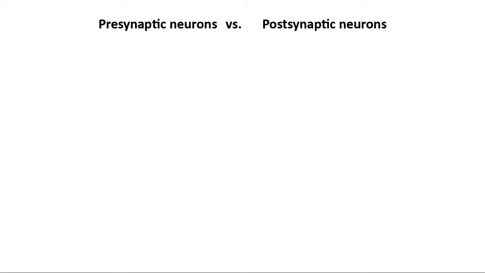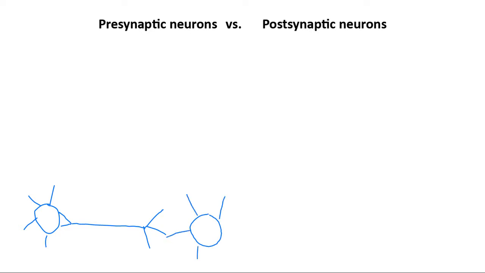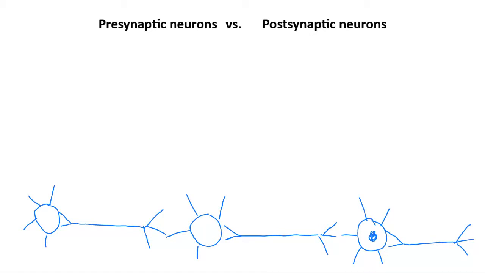So we get to draw again. This time, I want you to draw 3 neurons. So here's 1. Here's 2. And here's number 3. And here I'm going to give them all nuclei because it looks like little eyeballs.